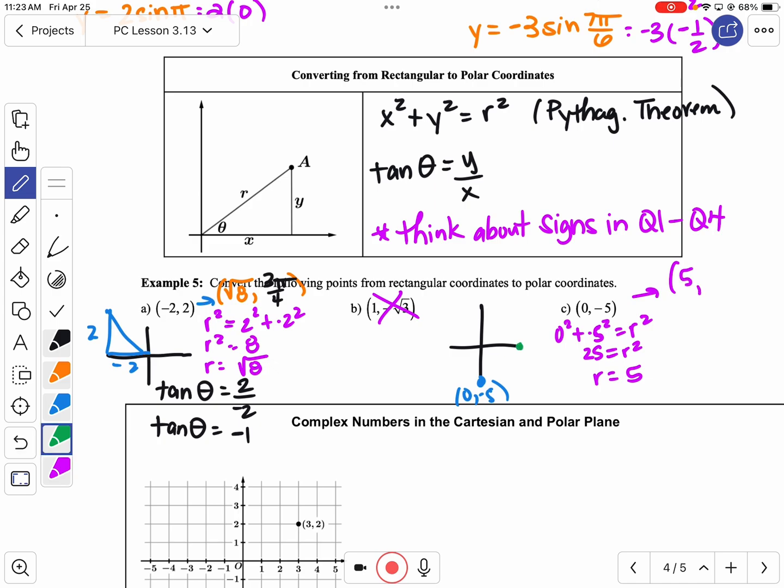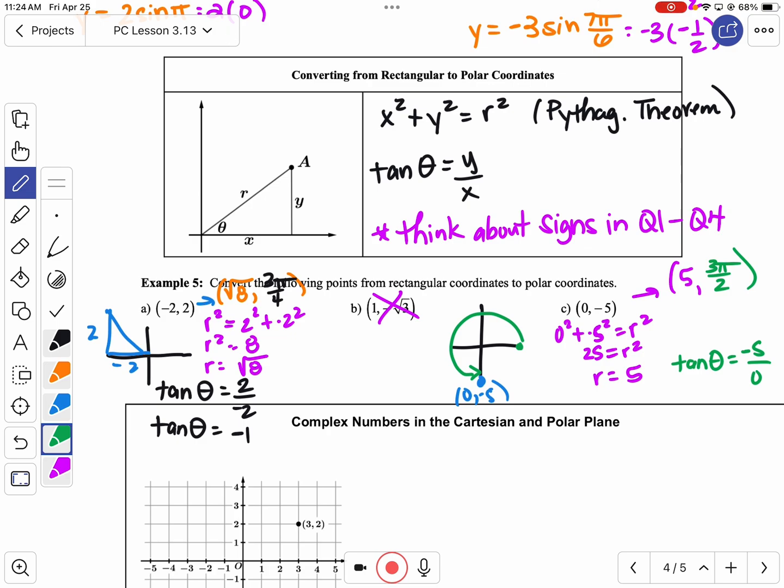Now, in order for me to start and get down here, what does that angle have to be? 3 pi over 2, because the tangent would be undefined. The tangent would be y over x, which is undefined. So it has to be 3 pi over 2. That's why I like drawing the picture, so I can figure out which angle I'm using. All right, question about that.